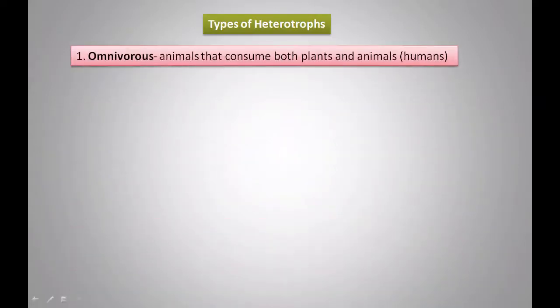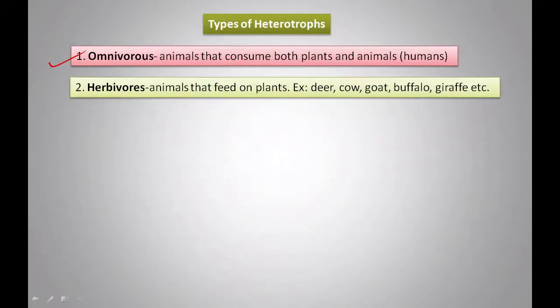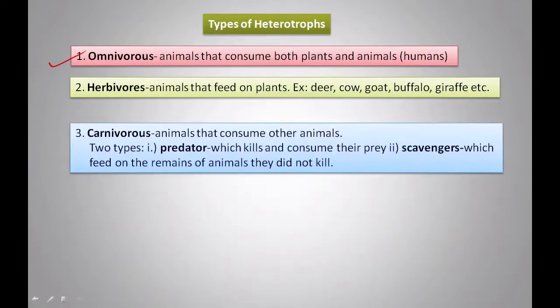Now there are different types of heterotrophs, like omnivorous. Animals that consume both plants and animals are called omnivorous. Herbivores are animals that feed on plants, like deer, cow, goat, buffalo, giraffe. Then carnivorous. They are the animals that consume other animals. There are two types, predators and scavengers. Predators kill and consume their prey, whereas scavengers are dependent on predators' prey, meaning they do not kill themselves.